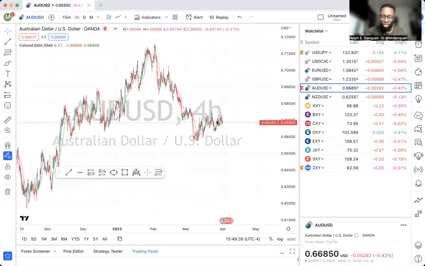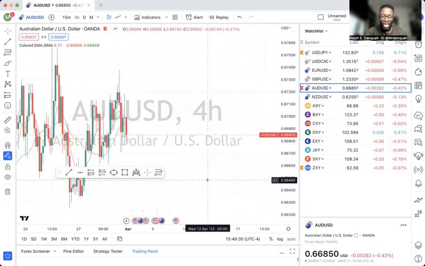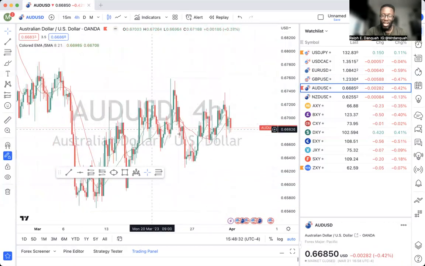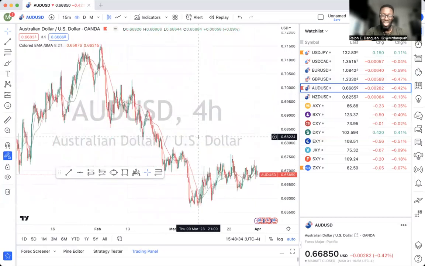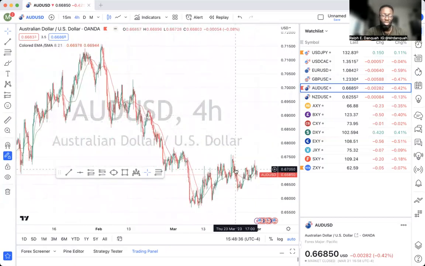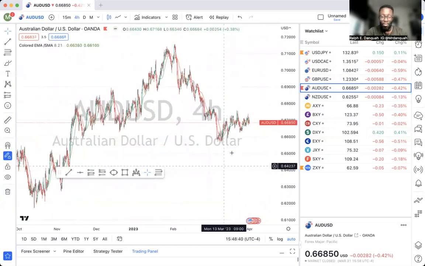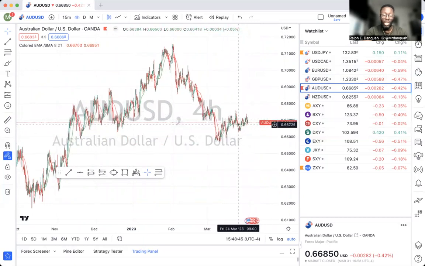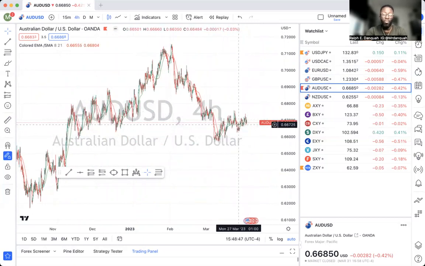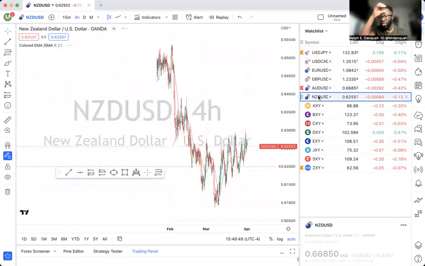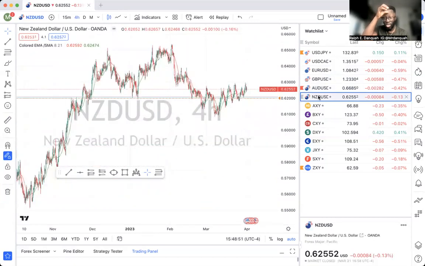AUD USD, all right. This one is very tricky. I'm not looking at this at all because you can't tell what's happening, right? Right now it's consolidating. It's usually a downtrend, but because the dollar's falling, what's going to happen with this, right? So I'm not going to look at this. I'm not going to say anything with AU until I see some more data, all right? So AU, I'm not saying anything with AU.